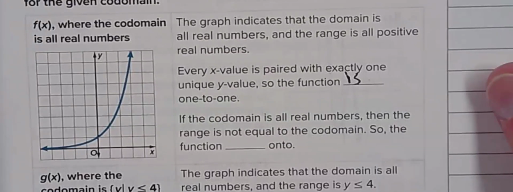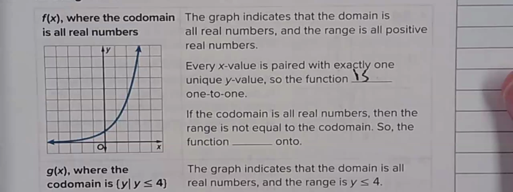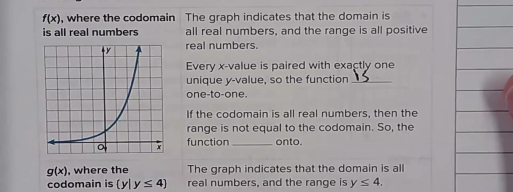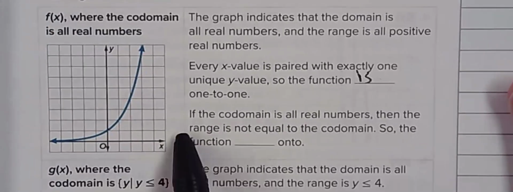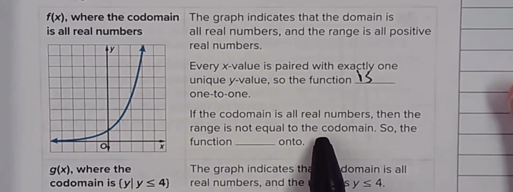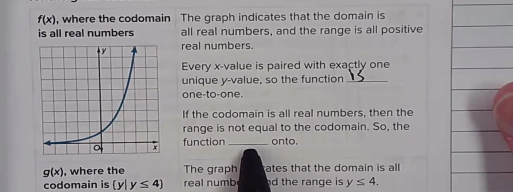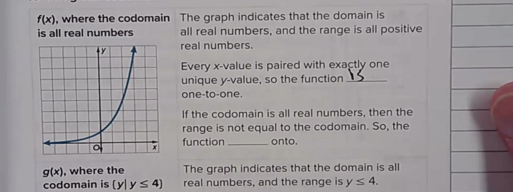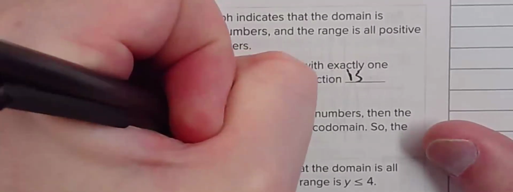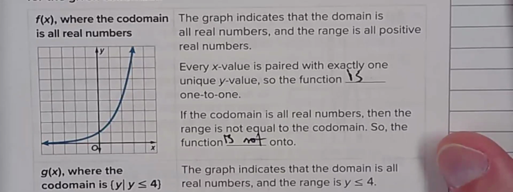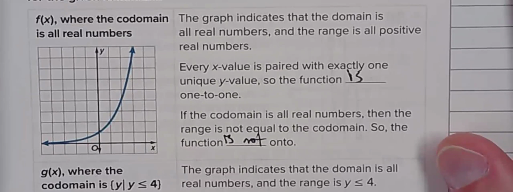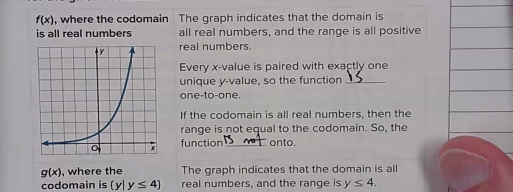The codomain is the set of all real numbers, which means that the range, which is y is greater than or equal to 0, is not equal to the codomain, which is all real numbers. So the function is not onto. Any questions about our 1-to-1 versus onto on f of x?